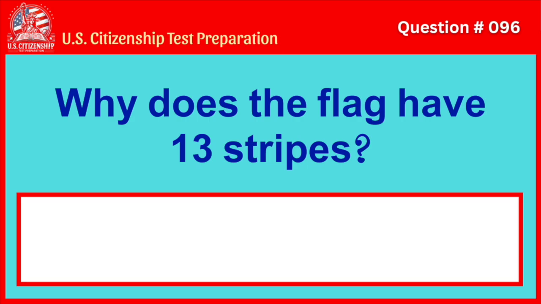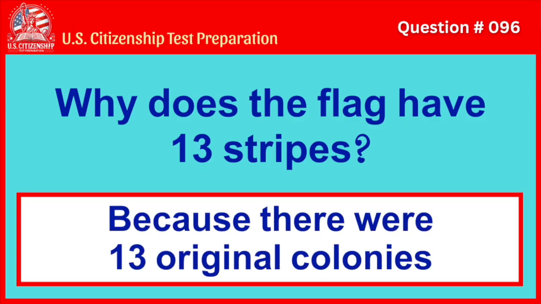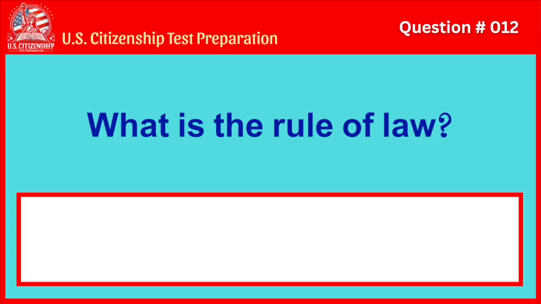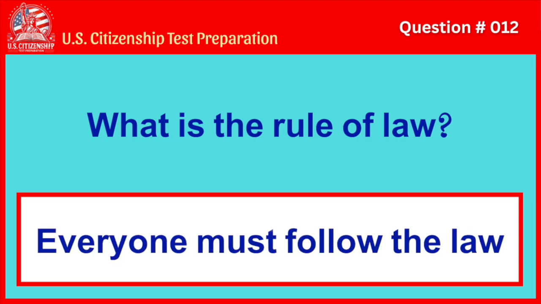Why does the flag have 13 stripes? Because there were 13 original colonies. What is the rule of law? Everyone must follow the law.